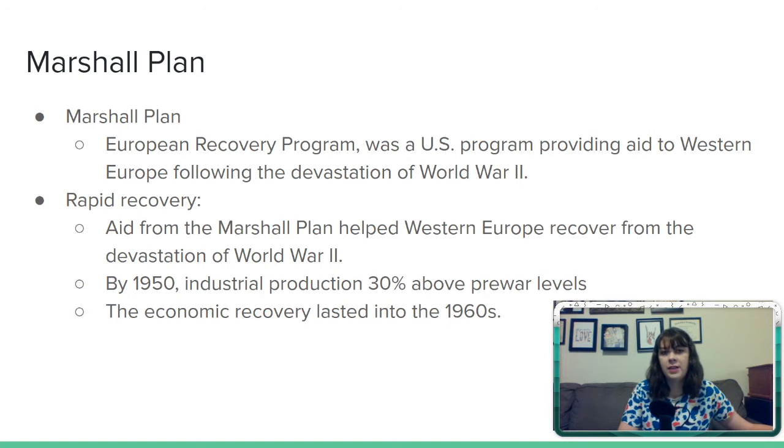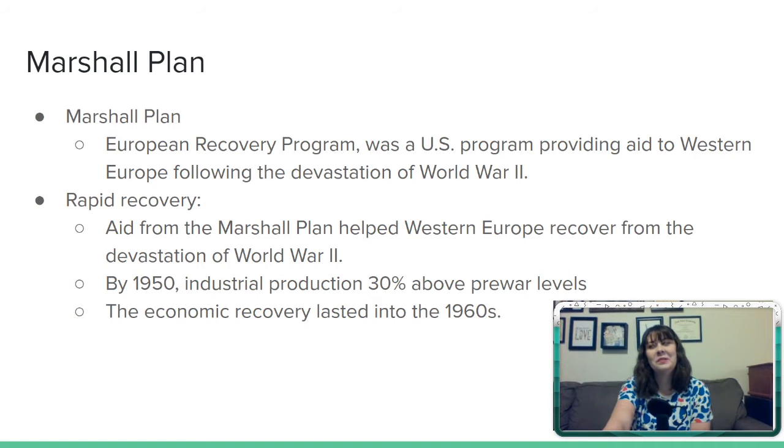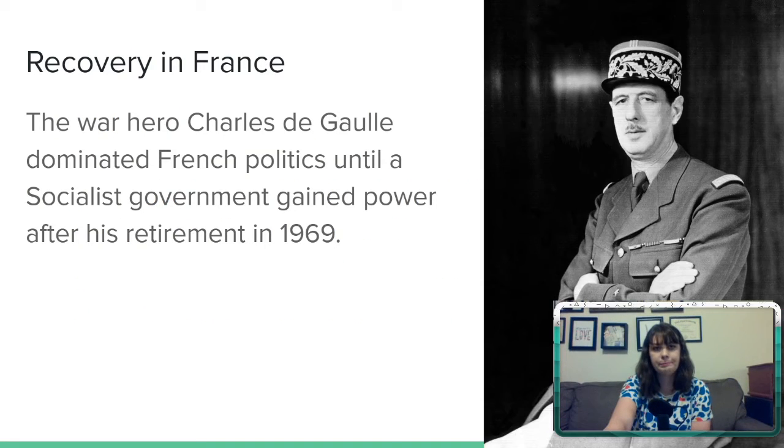By 1950, industrial production was 30% above pre-war levels. So before World War II it was pretty good, but now after World War II, with the Marshall Plan, it's 30% better than it was before the war. That recovery and growth will last into the 1960s, and then it plateaus, and in the 1980s it will go down a little bit too, but we'll get there. It's incredible how much it grows and how much the Marshall Plan helps their economies.